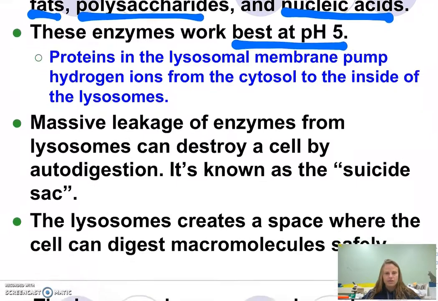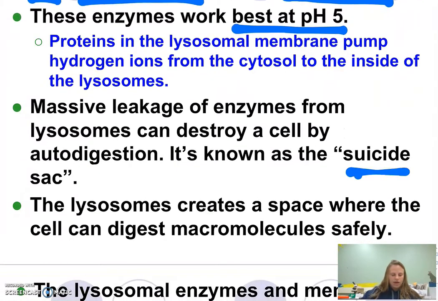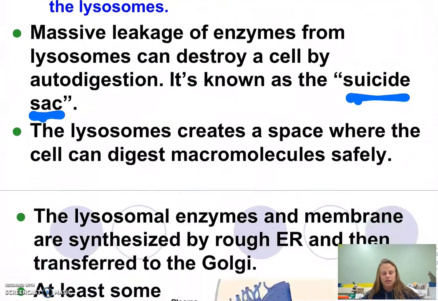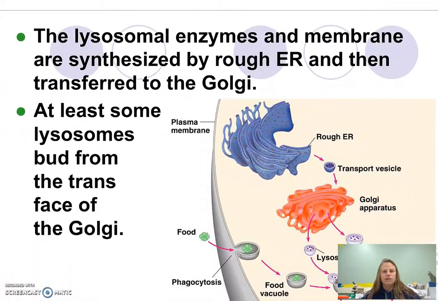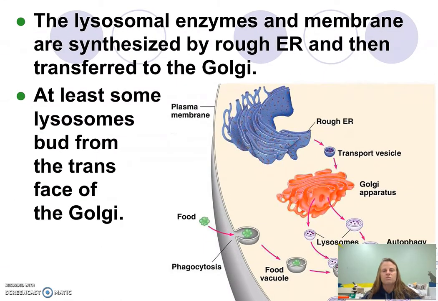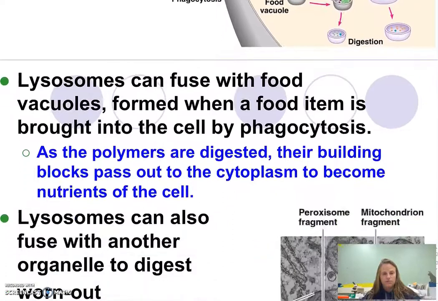Sometimes it's known as the suicide sac because a massive leakage of enzymes from the lysosomes can destroy a cell by autodigestion. Furthermore, the leakage of enzymes from the lysosome can also digest defunct organelles. The lysosomal enzymes and membrane are synthesized by the rough ER and then transferred to the Golgi, and at least some of the lysosome buds from the trans face of the Golgi.